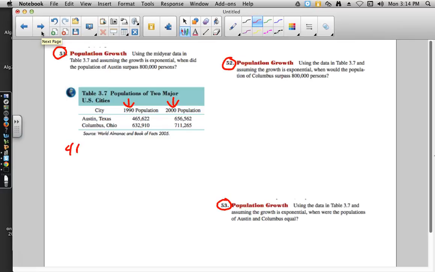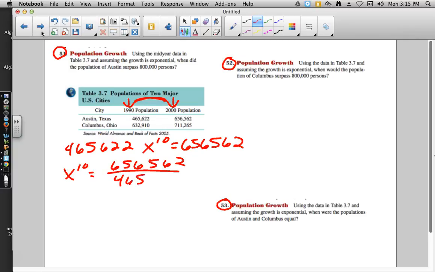All right, so with number 51, I notice here we're going from 1990 to 2000, so that means they had that original 465,622. And then, because it's exponential, they multiplied that by some x value, but they didn't do it just once because they had 10 years to span here. So every year they multiplied it by another x. And again, the x didn't change because this was consistent growth, because it was exponential. And that came out to be 656,562.